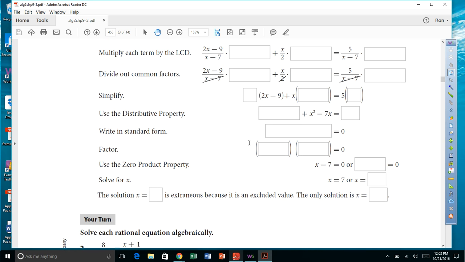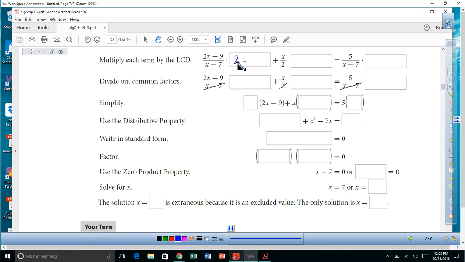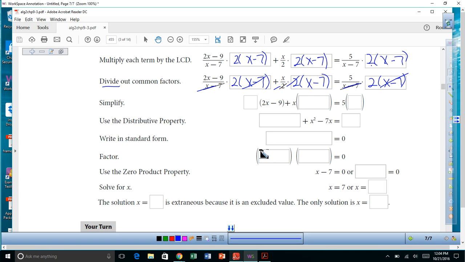Next, you want to multiply each term by the least common denominator. So we're going to put 2 times x minus 7, 2 times x minus 7, and we're going to multiply each one by 2 times x minus 7. All right. Divide out the common factor, so you got 2 times x minus 7, 2 times x minus 7, and 2 times x minus 7. So these cancel out, the 2's cancel out, x minus 7's cancel out. All right, what do you got?